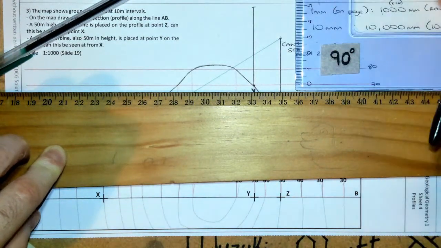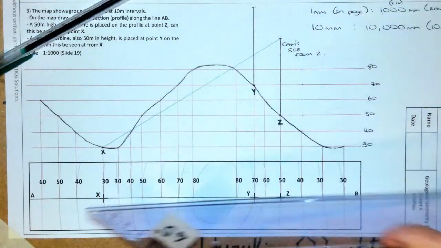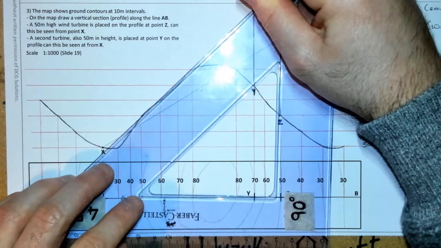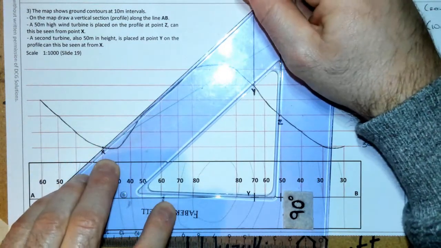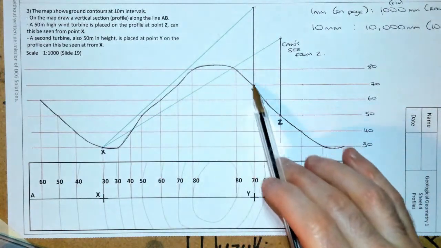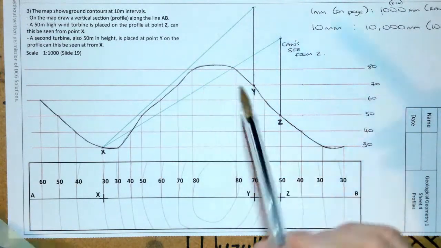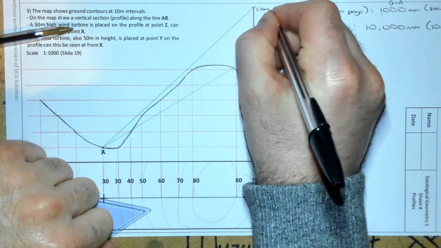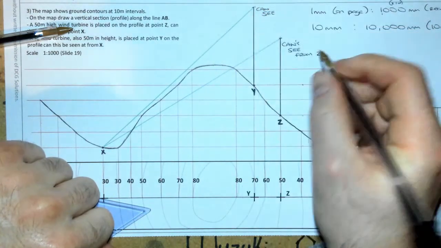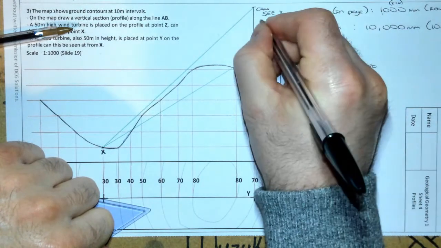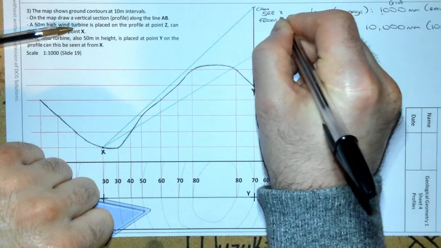Okay. And what I'm going to do now is once again connect that to X, and hopefully we can see it. Yes, there we can. We can see that it does clear the mountain in this case based on my profile that I did. So we can see that it does clear. So therefore from Y, yes, we can see. I should have said can see X from Z. Can see X from Y.